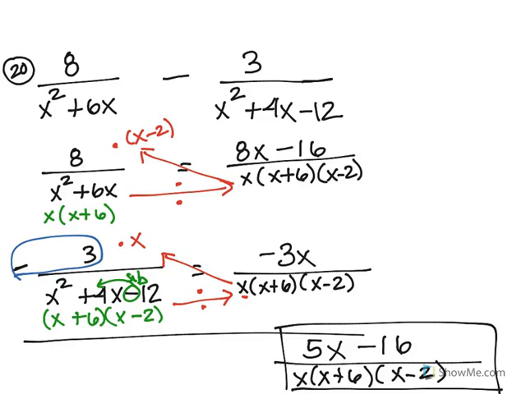And then you're going to combine. 3x minus 30x will give you a negative 27x. And then 6 minus 15 is a negative 9 over 15x.